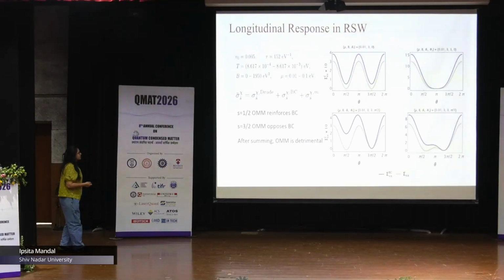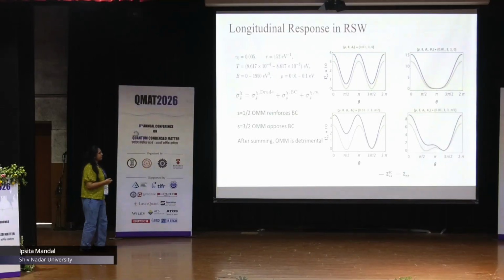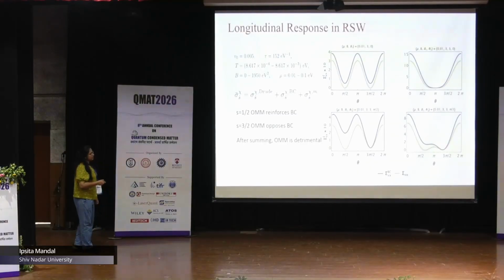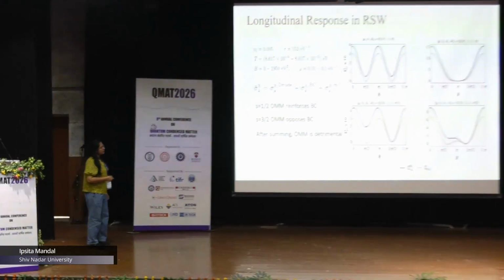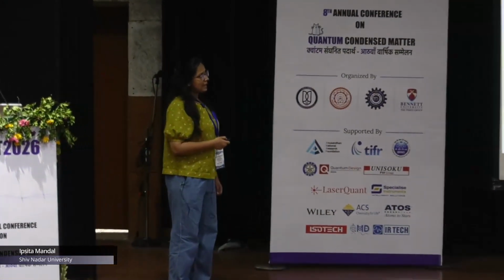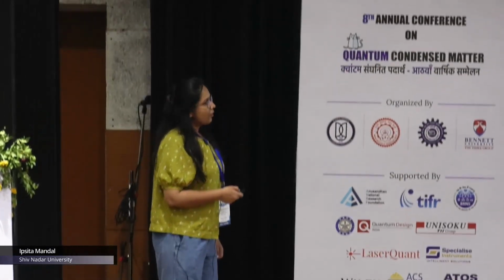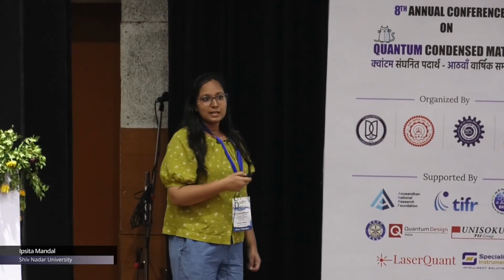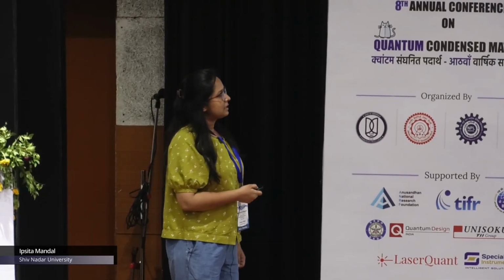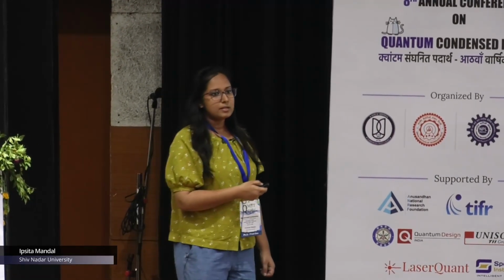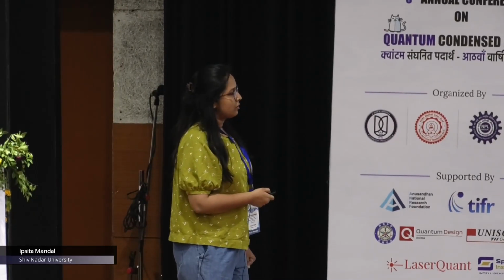So these are our results for the longitudinal response in the RSW, and we can see from the plots here, B5 is 0, so only electric and magnetic field. The blue solid lines represent the Berry curvature only contribution, while the orange dotted lines show the Berry curvature plus the orbital magnetic moment contribution, and we see that the overall effect is to decrease the response which we would get by Berry curvature only.